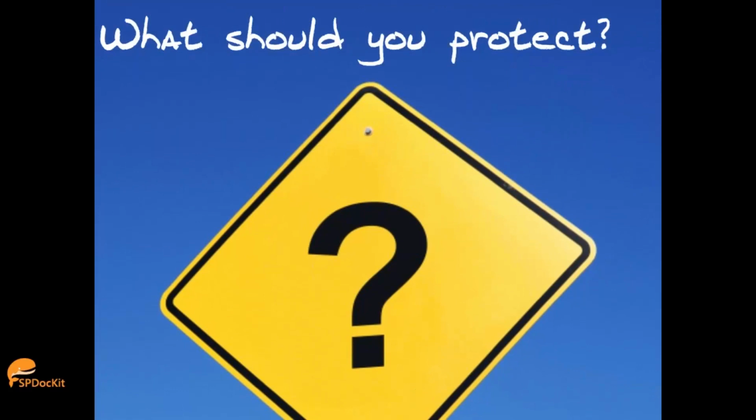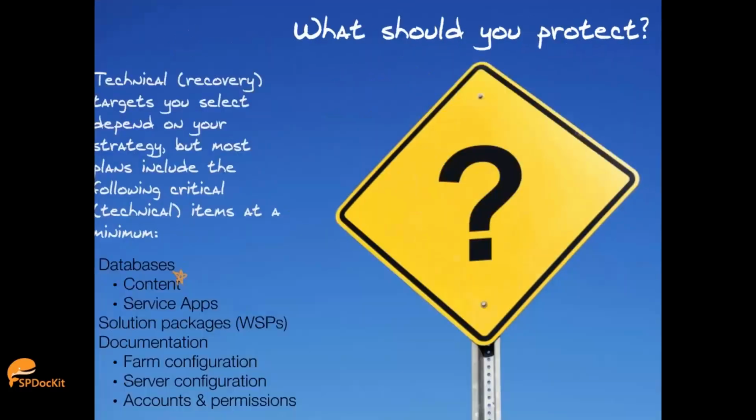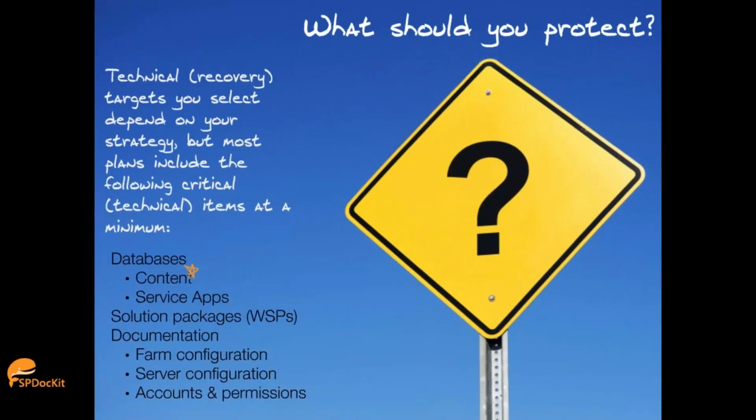So one question I typically get is, okay, that's great, thanks for all that. What should I actually protect? Well, I don't like to get too simple with it, but at a minimum, if we're looking at just critical items, if this is the sound bite that somebody's going to grab, we need to protect databases, specifically content databases, but service app databases, because we may have some business data there.